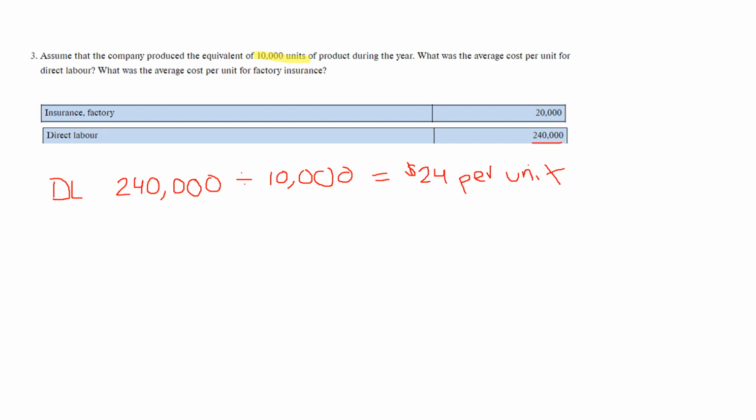So then next, what was the average cost per unit for factory insurance? So then for our factory insurance, we have a total cost of 20,000. So 20,000, and we're going to divide it by 10,000 units. And so our average cost per unit for the factory insurance is going to be $2 per unit. So there we go.